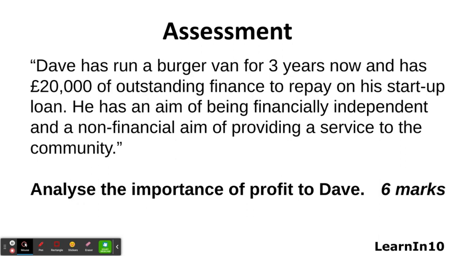And going forwards, and this could be the topic of our next video, we're going to answer a 6-mark question on profit. Dave has run a burger van for 3 years now and has £20,000 of outstanding finance to repay on his startup loan. He's got an aim of being financially independent, that's his financial aim, and a non-financial aim of providing a service to the community because he's a nice guy. So we should be able to analyse the importance of profit to Dave and his burger van.